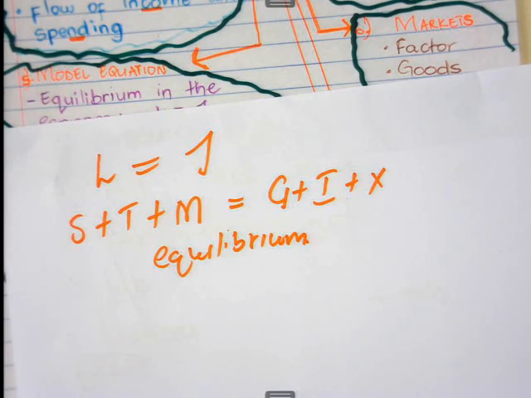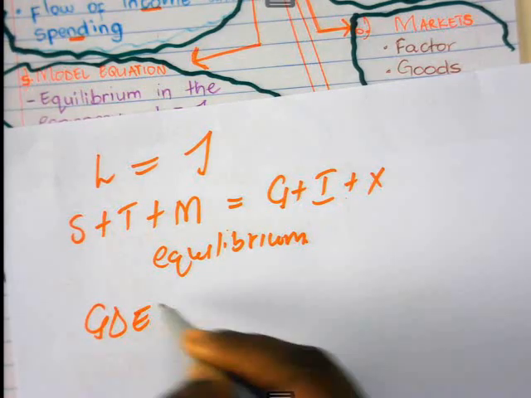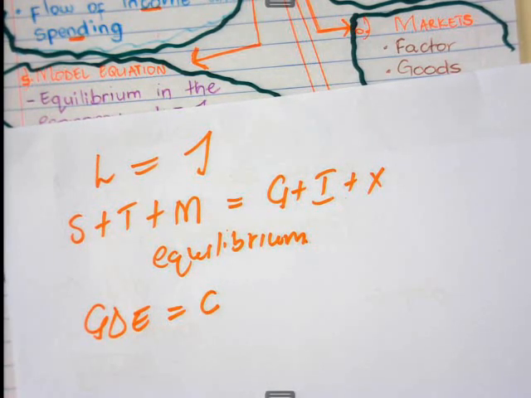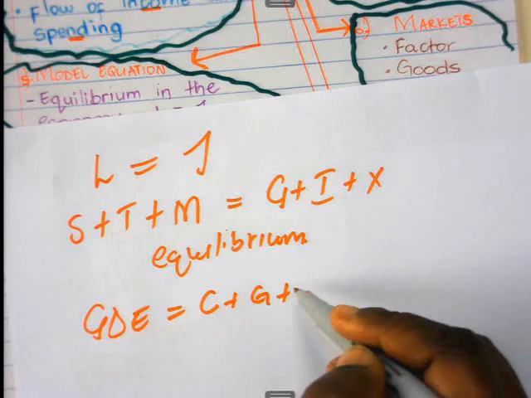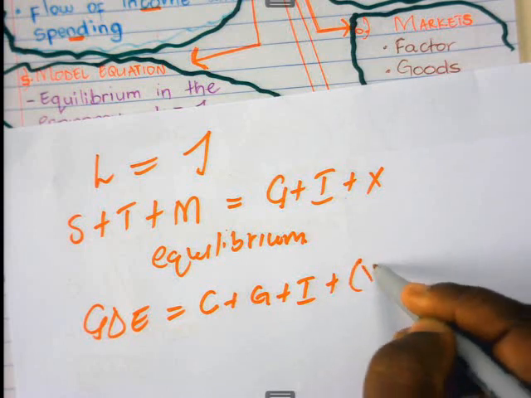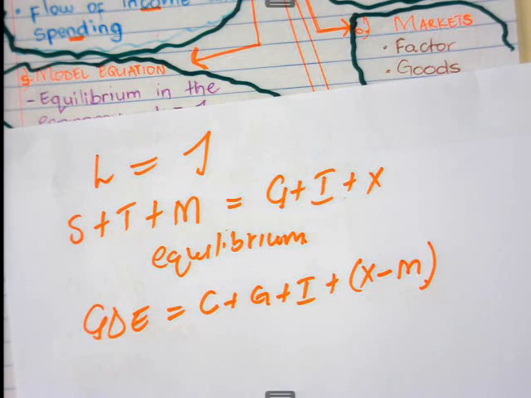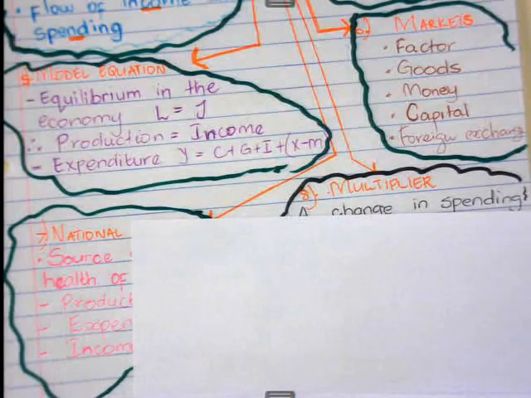Gross domestic expenditure is calculated as follows. When the economy is in equilibrium, gross domestic expenditure is equal to consumption expenditure by households, added to government expenditure, plus investment spending by firms, plus, open bracket, exports minus imports. We always minus the imports because it's money that goes out of the country. Right? And then we go to the markets.